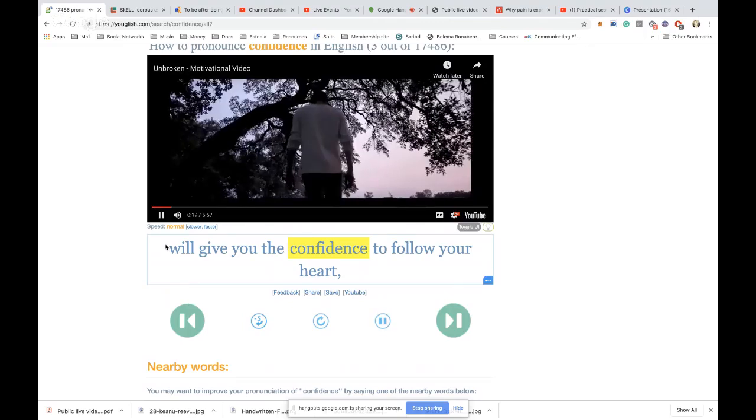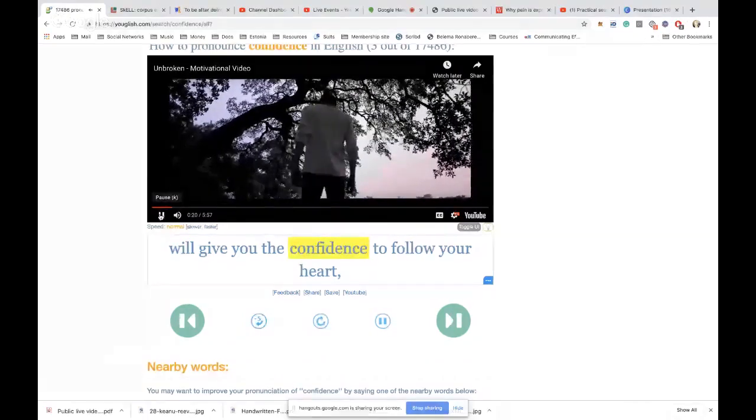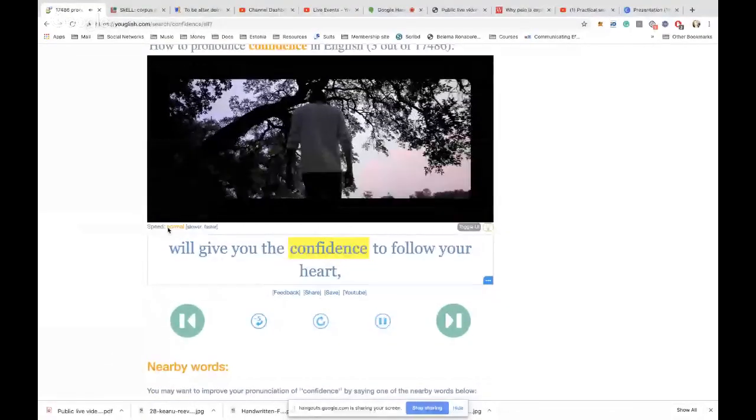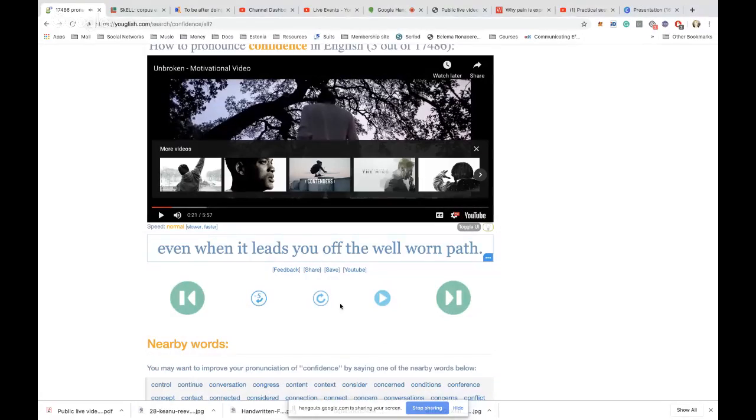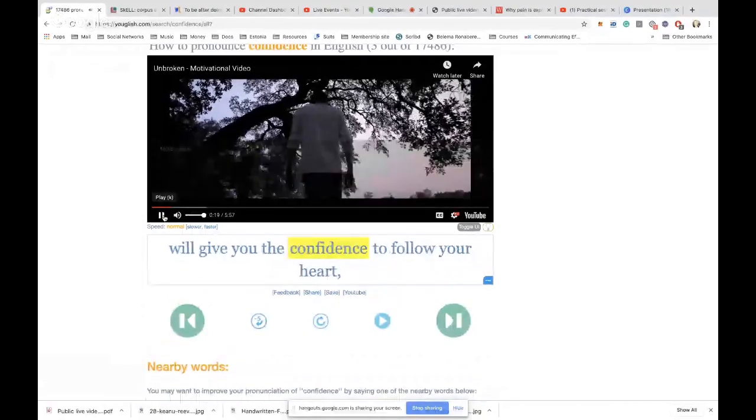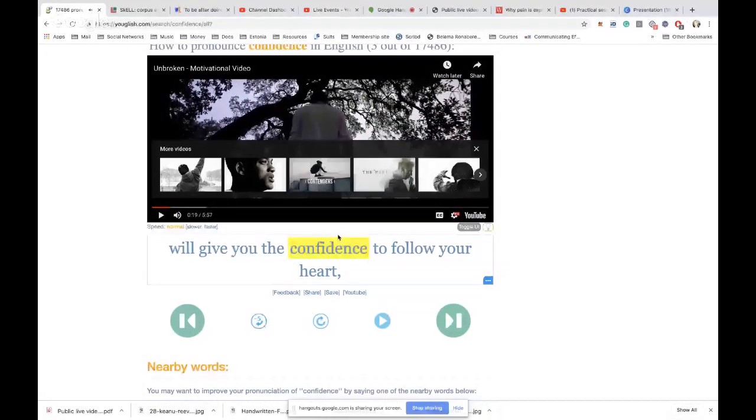Will give you the confidence to follow your heart. You can listen to the same piece as many times as you want by clicking this round arrow here. And what you can learn from here is give you the confidence. A lot of non-native speakers don't really know which verbs go with which nouns. Give you the confidence.